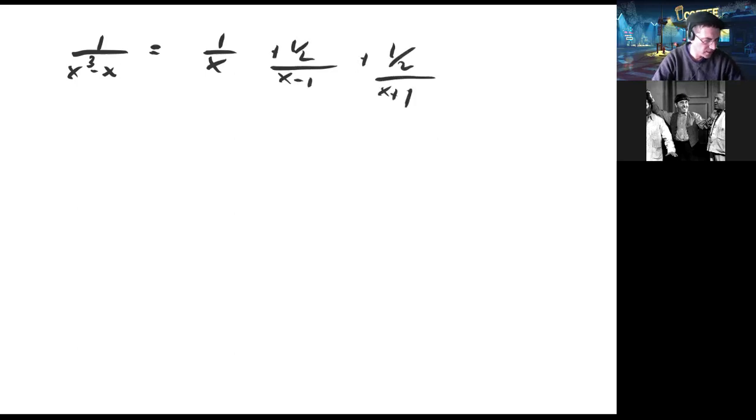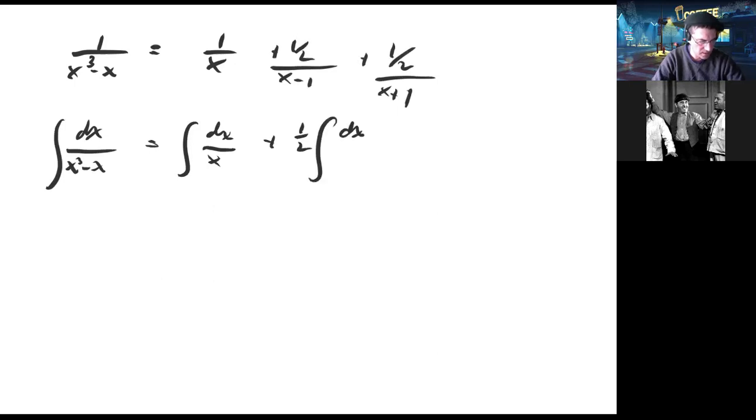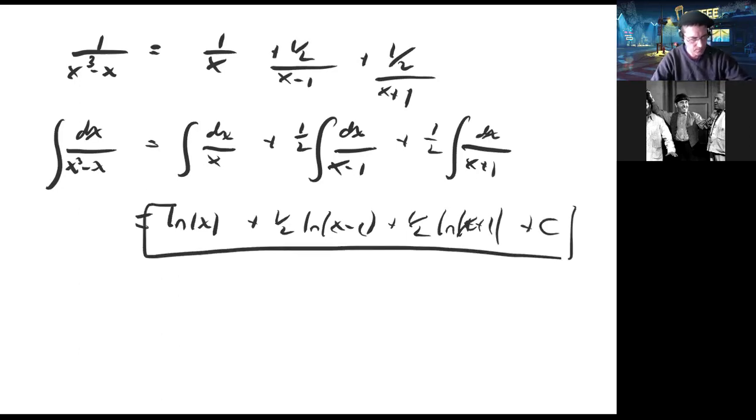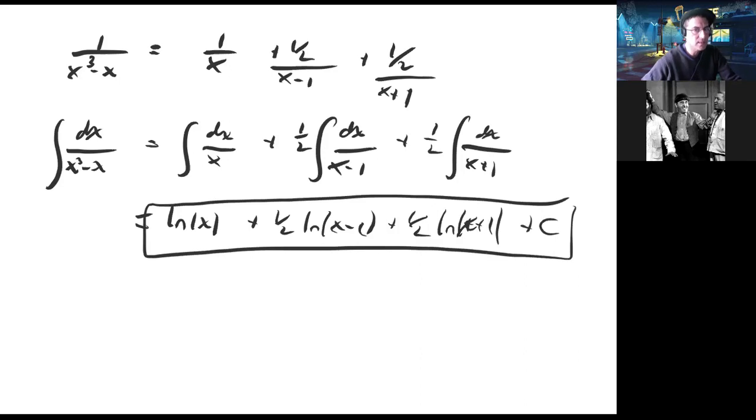So if we wanted to integrate dx over x cubed minus x, that would be the integral of dx over x plus, let's bring the 1/2 out, the integral of dx over x minus 1 plus 1/2 the integral of dx over x plus 1. And that's ln absolute value of x plus 1/2 ln absolute value of x minus 1 plus 1/2 ln absolute value of x plus 1 plus c. Okay, so that is the solution to this problem if we wanted to integrate that expression.